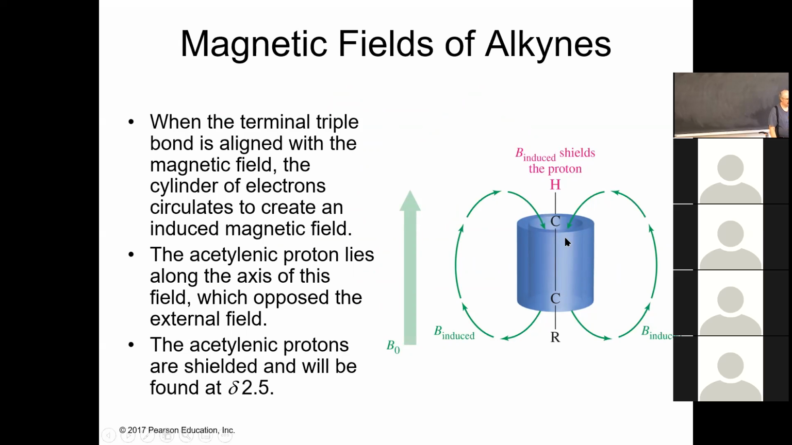Okay, although the CC triple bond of an alkyne is strongly electron withdrawing, the three-dimensional geometry is such that shielding tends to counteract the chemical shift, and so the acetylenic proton lies along the axis. And so whereas alkene protons would show up about 4 to 6, acetylenic protons are more shielded, and they'll show up about 2.5.